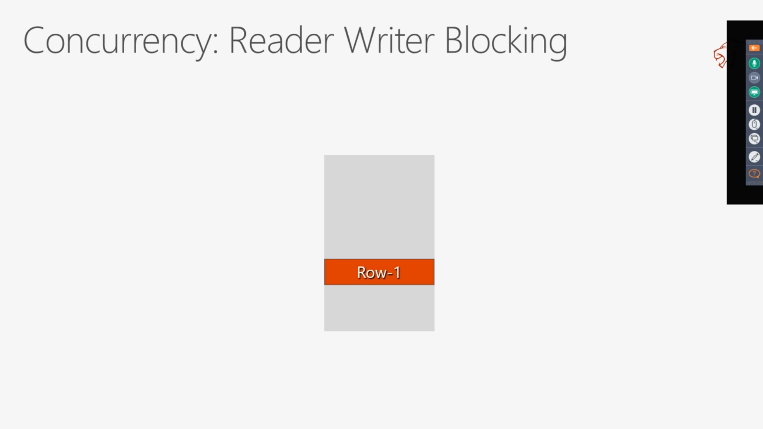Now the reader-writer blocking. Remember I was talking about Oracle, where Oracle read committed is not blocking. Okay. Now here is the example I want to show you. Let's say I have a page which I'm showing you in a gray color, which has a red row called row 1. Now you want to update this row, so you start a transaction, and when you start a transaction, you want to update the row. You update the row to blue, right? From red it became blue.